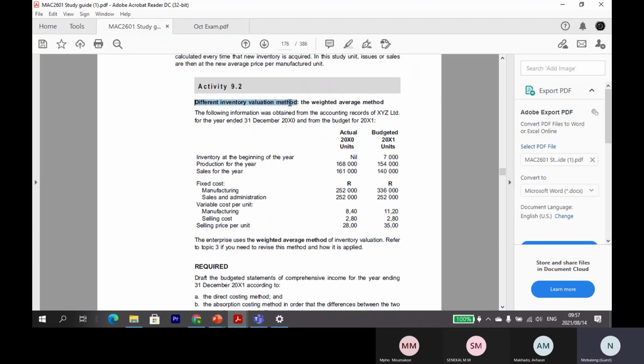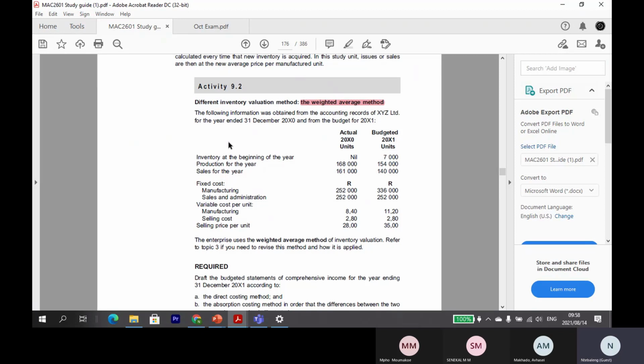It says different inventory valuation methods. The first one is the weighted average method. So remember, there's the costing method, which determines how your income statement is going to look, and then there's the inventory valuation method, which is your first in, first out and your weighted average method that we covered last week. So the following information was obtained from the accounting records of XYZ Limited for the year ended 31 December 2020.